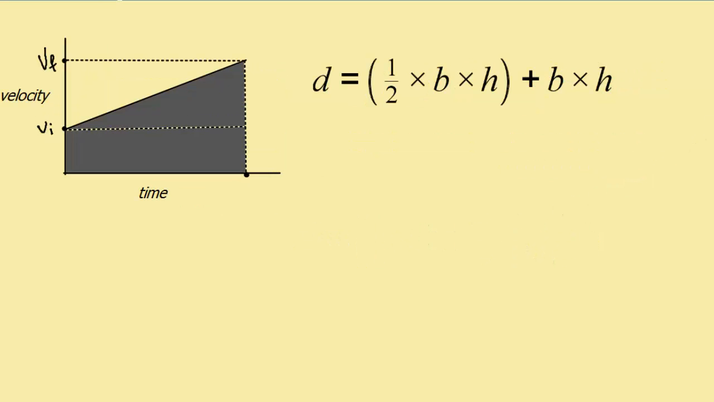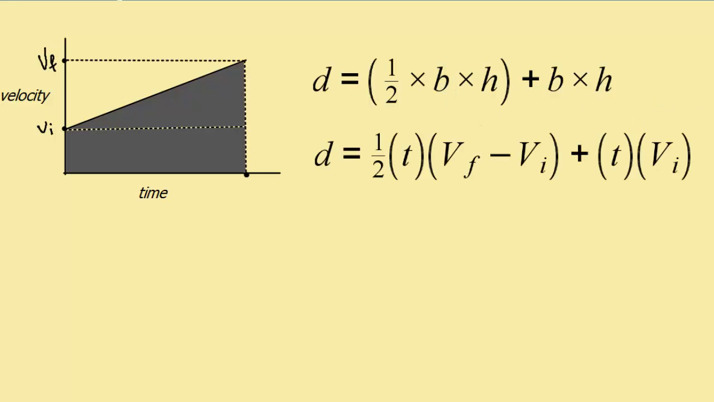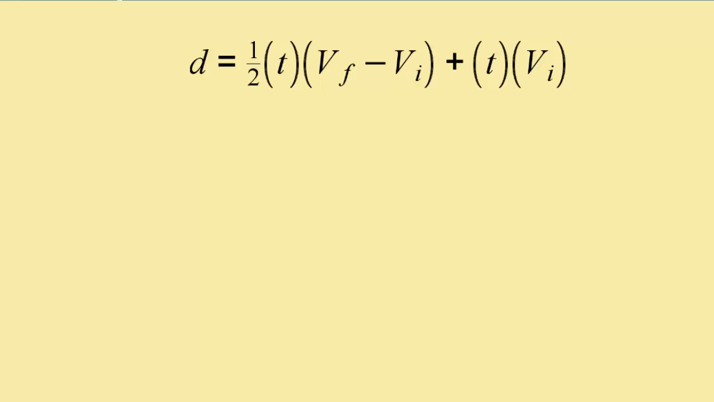So let's look at this. This is just continuing what we just did. And what can we do with this? All I'm doing now is just substituting the variables that we use in kinematics for base and height. So displacement is 1/2 base, which is t, times the height of our triangle, which is the final velocity minus the initial velocity. The base of our rectangle is t, and the height of our rectangle is the initial velocity. And as I move to the next page, we're going to do a little trick with this.